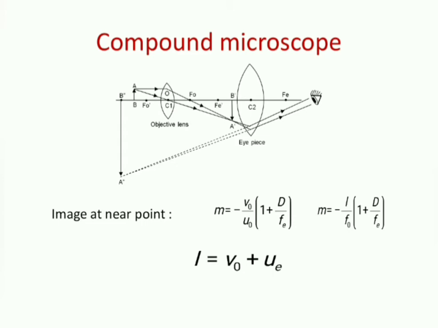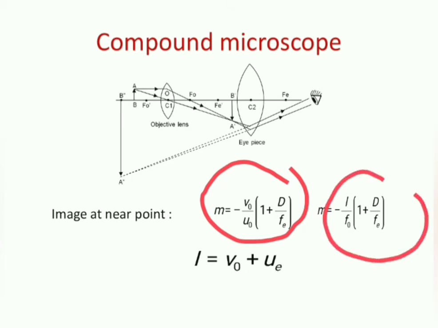So if your image is at near point, what is your formula for magnification? Okay, we know it is minus V naught by U naught into 1 plus D by Fe. And approximately you can write it as L by F naught into 1 plus D by Fe. If they give you the length of the microscope, then you can approximate it as L by F naught into 1 plus D by Fe. But it is only an approximate relation because image is formed very close to the second lens. And length of this compound microscope is the distance between the two lenses, which is V naught plus UE.